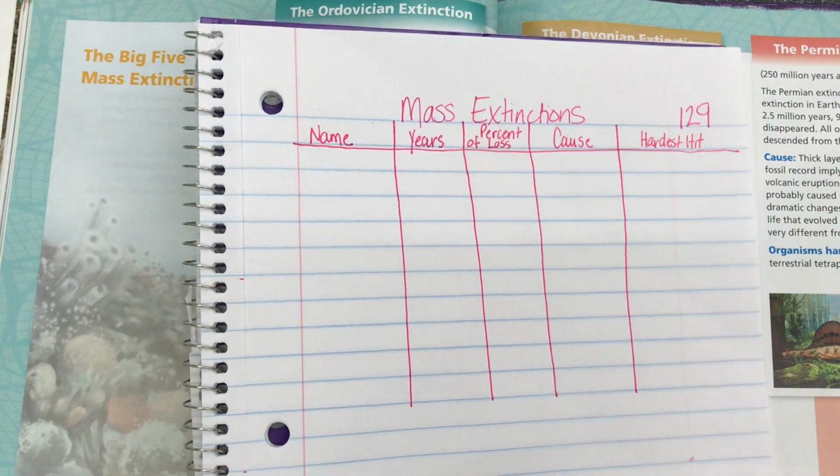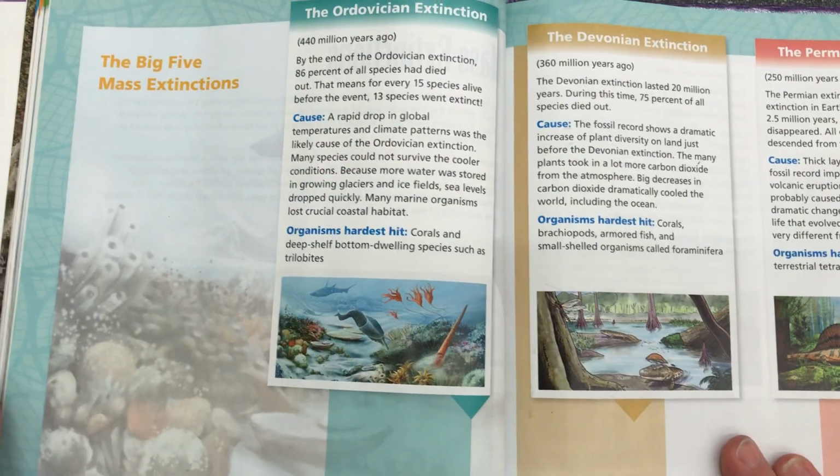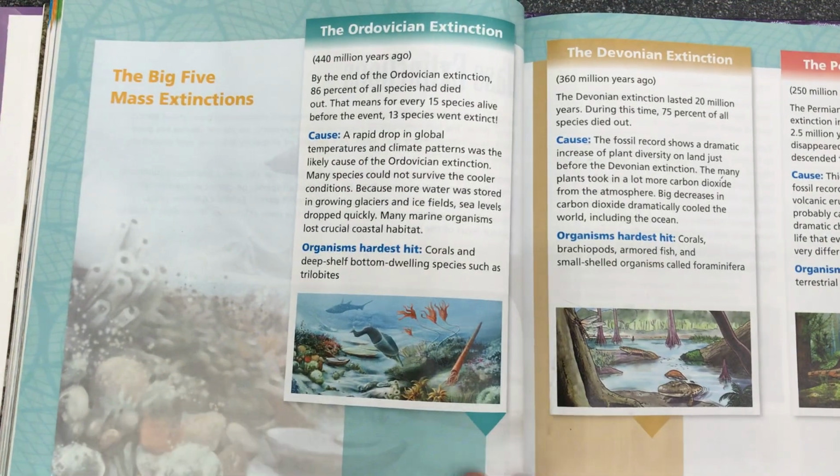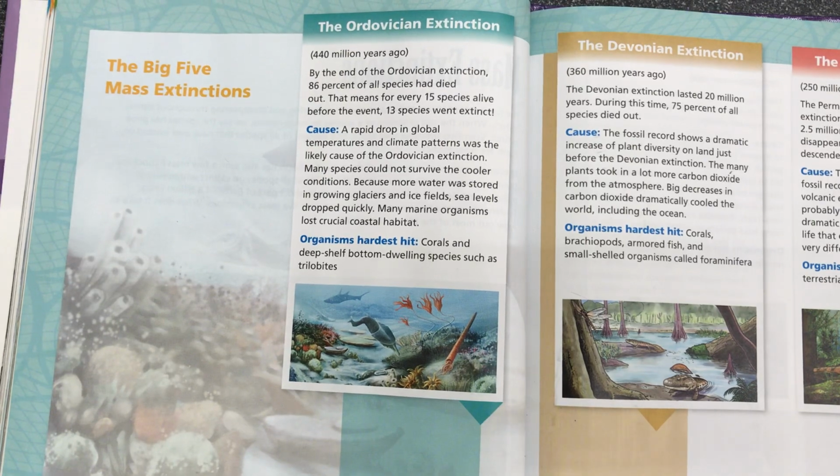So let's go ahead and get started with our first mass extinction, which is the Ordovician Extinction. The Ordovician Extinction happened 440 million years ago. By the end of the Ordovician Extinction, 86% of all species had died out. That means for every 15 species alive before the event, 13 species went extinct.